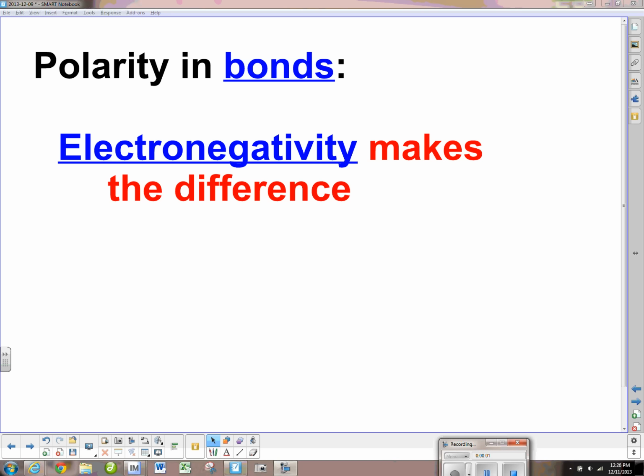Polarity in bonds and polarity in the molecule itself are two totally different things. And the lesson today was strictly on the differences and how to use these to predict bond polarity and to use them to predict molecular polarity.